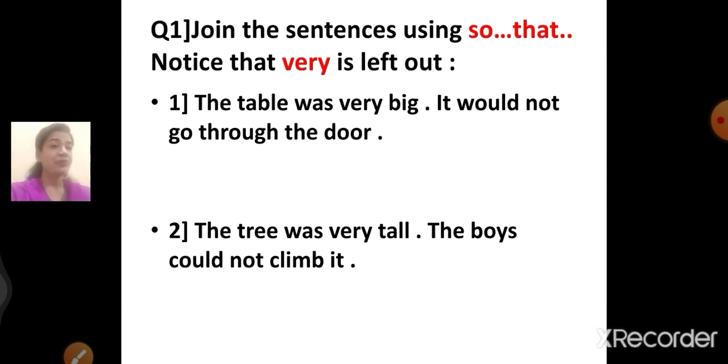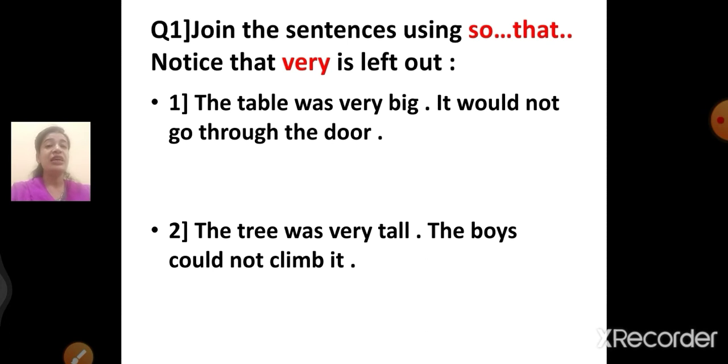Now children, so dash dash that means, when we use so dash dash that. Now what is so dash dash that? Now it is a conjunction. It is used as a conjunction to introduce clauses of reason and explanation. Now we can say that it is used to explain why an action is done.